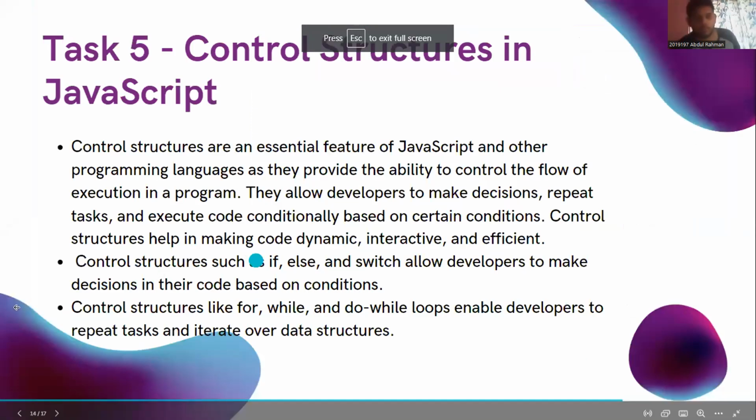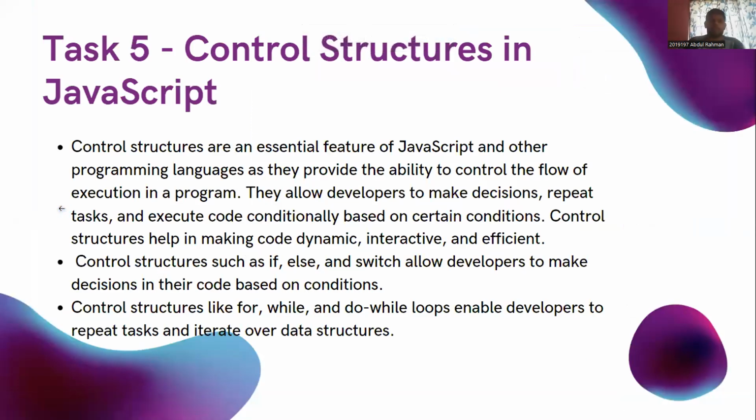And my next task is about control structures in JavaScript. Control structures are essential features of JavaScript as they provide the ability to control the flow of execution in a program. They allow developers to make decisions, repeat their tasks, or execute code conditionally based on certain conditions. There are various types of control structures such as if, else, or switch, which allow the developer to make decisions in their code. And there are also loops like while loop, for loop, or do loop, which allow developers to repeat the task and iterate over the data.